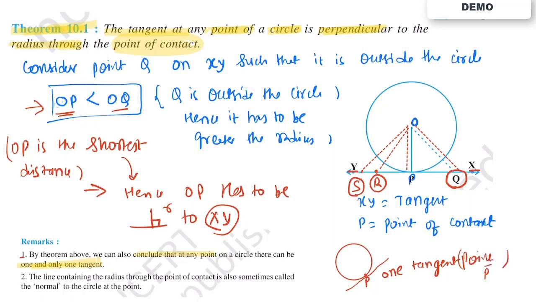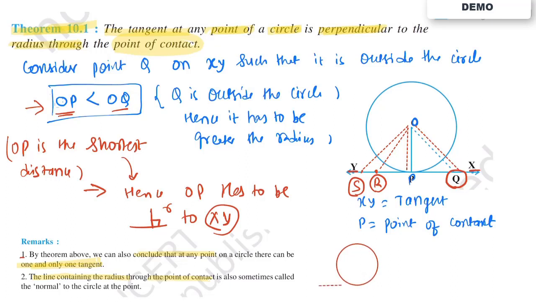What is the point? Point P. Another is that the line containing the radius through the point of contact is also sometimes called the normal to the circle at the point. And why is it so? Let me just erase it. We have some space to write this. You should visualize the circle, and when you visualize, all your problems would be solved. This is a circle.